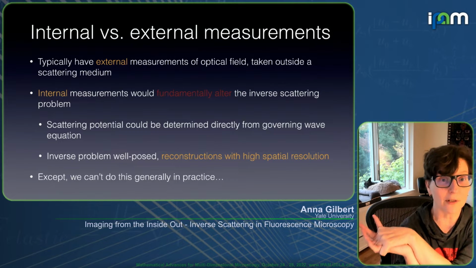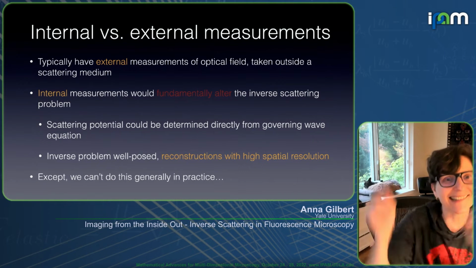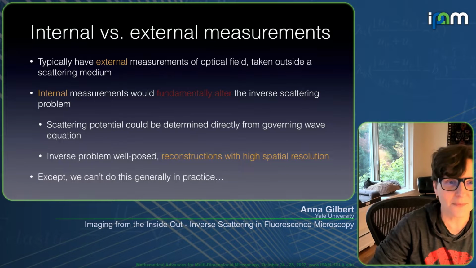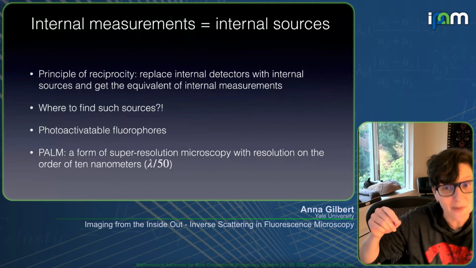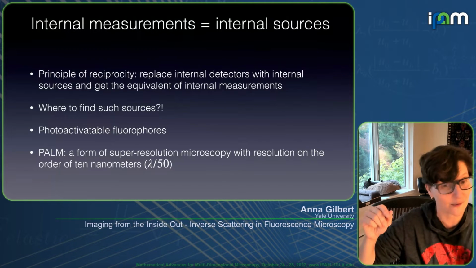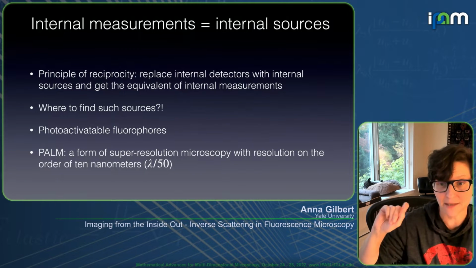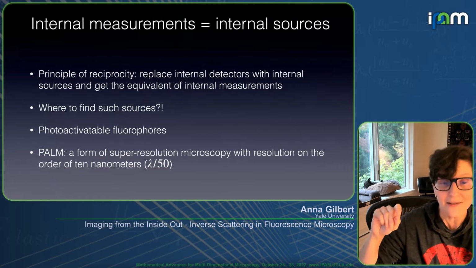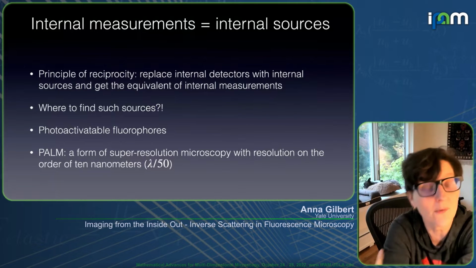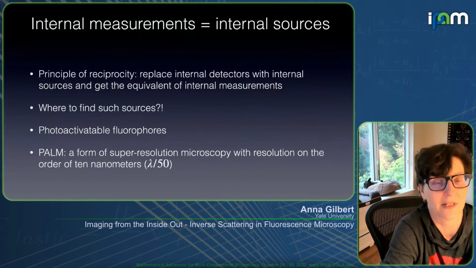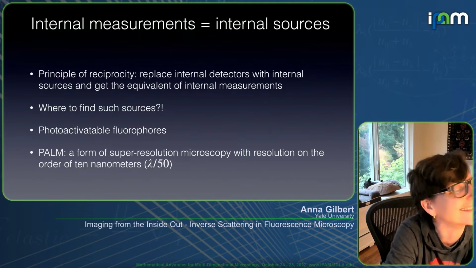Except, in general, we can't put sensors inside an object. What we can do is notice that we can flip the role of detector with sources. And if we, using the principle of reciprocity, if instead of having internal detectors, we could have internal sources and then measure externally, then we would get the equivalent of internal measurements. Okay, so this is a new physical idea.